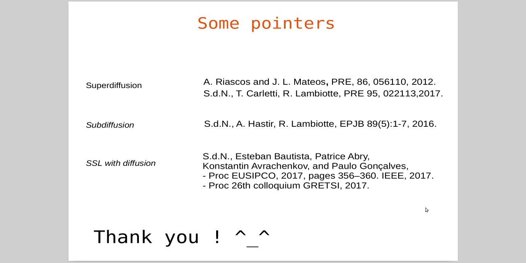So that was my last point. You have all the calculations of what I've been explaining so far, and a few pointers here, the work on superdiffusion and the subdiffusion one, and also the machine learning papers.